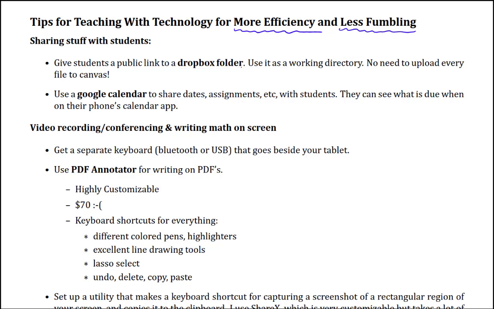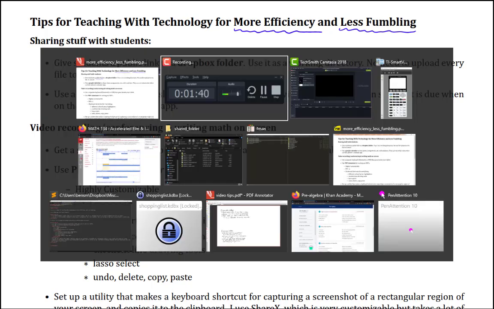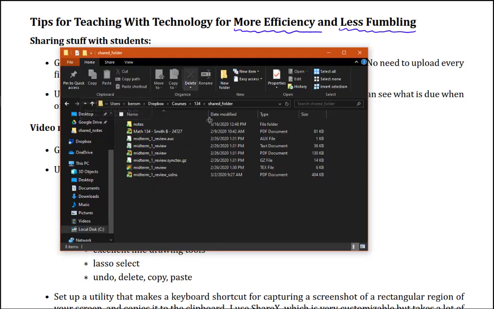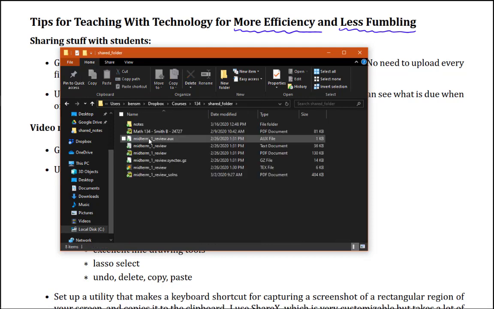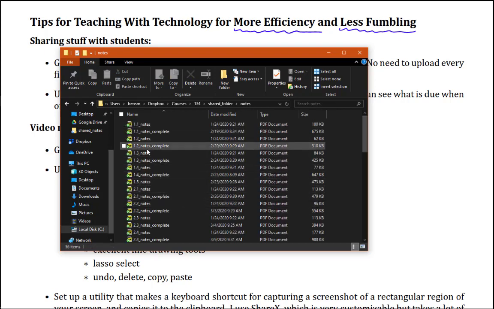Just in case you're not aware of the public link thing, the way this works is it's one of your folders. You give them just a link to that little folder, and students can just see that little folder without seeing any other folders that are above it. So, for example, here is my 134 folder where I have grades and a test bank and some other stuff. This right here is my shared folder where I just keep the syllabus, where I put midterm reviews, where I put notes.